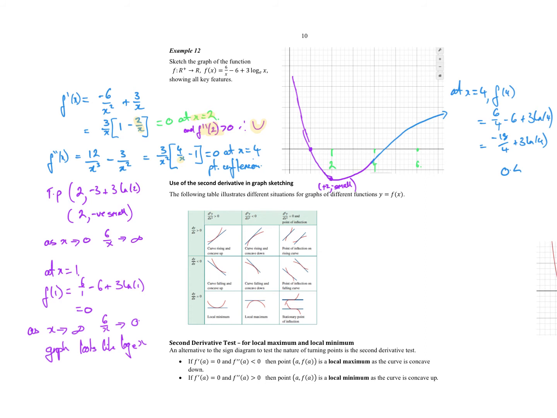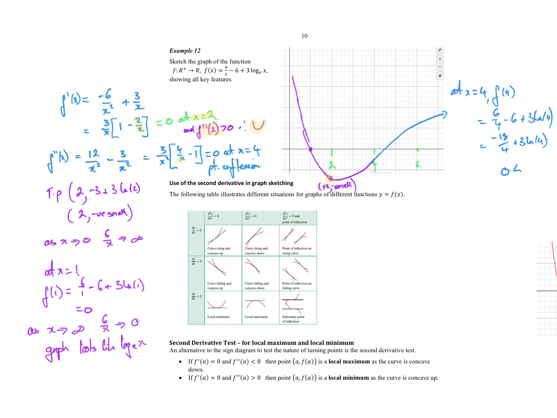If I put x equal to 2 into the function, I get 6 on x, which is 3, minus 6, which is negative 3, plus 3 natural log of 2. Now log base e is about 2.7, and the number is 2, which makes that a very small positive number. So I get negative 3 minus a number close to 1, so I'm going to get a small negative number. So that point is going to be at 2, something small and negative.